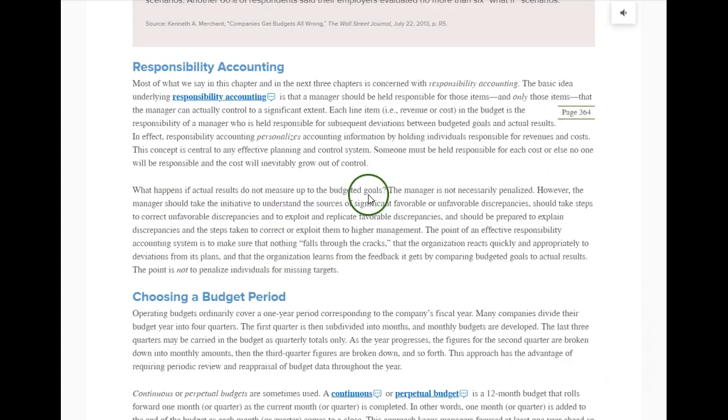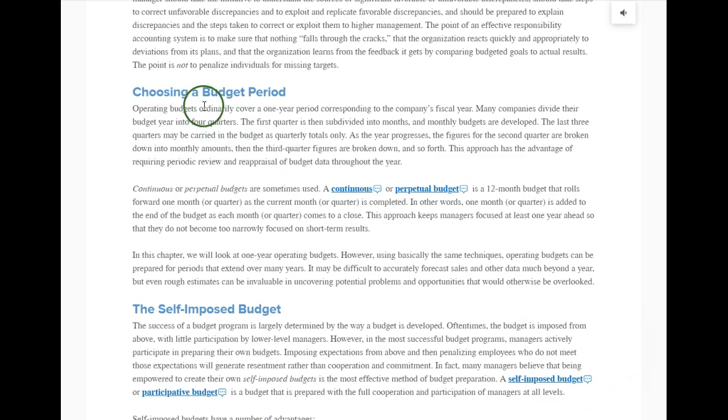On down the pages here, I want to cover this one, choosing a budget period. Budgets can be for a year, a quarter, or a month. It's up to the company. In our examples we're going to cover in a few minutes, they're going to be for the quarter. So 4 quarters in a year, we're going to budget quarter by quarter.